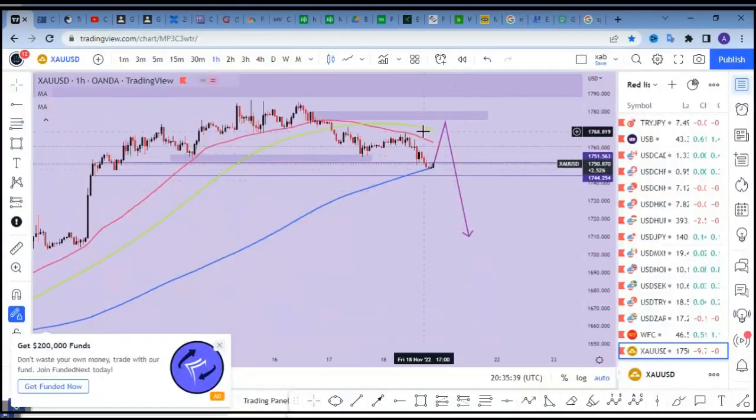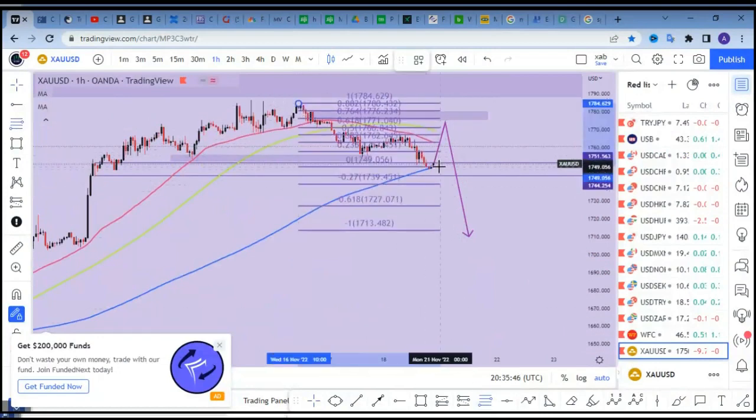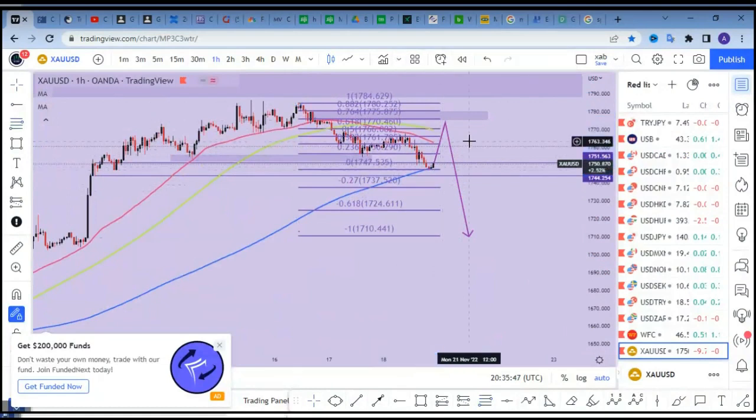So gold is a buy to sell, at least according to my own analysis. But these are my own opinions. This is my own personal view. I am not a market maker. I'm an analyst and a trainer.